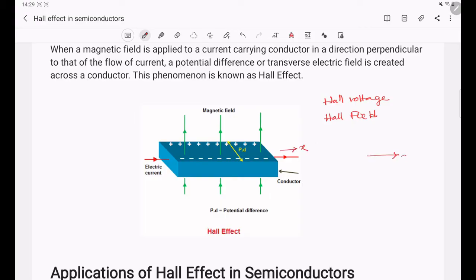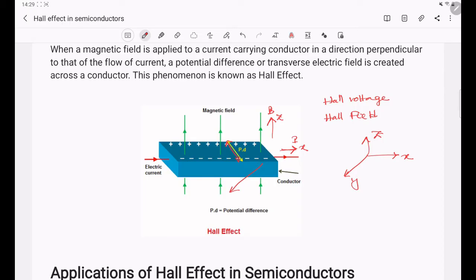My convention of direction is like this: x axis, z axis, and this one is your y axis. So, when your current is flowing in x direction and the magnetic field is perpendicular, which is in the z direction, then there will be a potential difference across this semiconductor, and the force due to this potential difference will be perpendicular to the direction of both current as well as magnetic field.